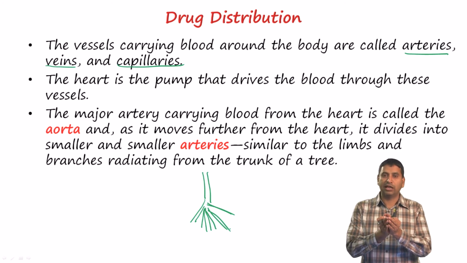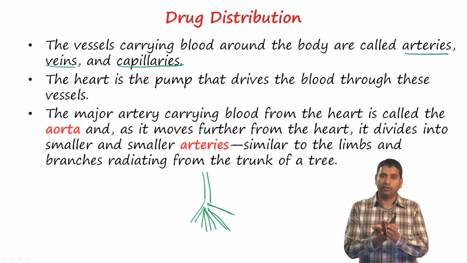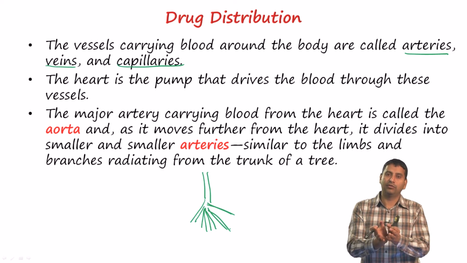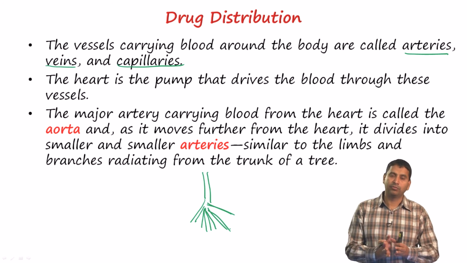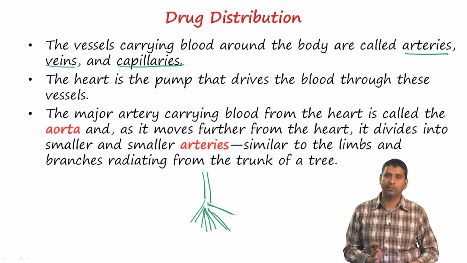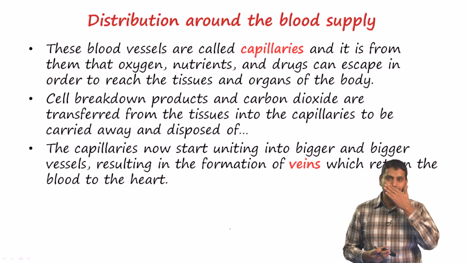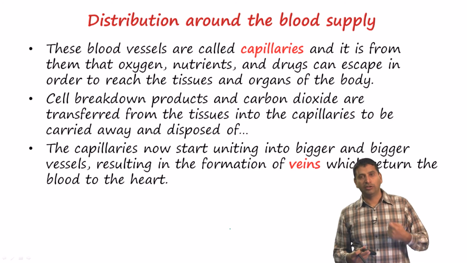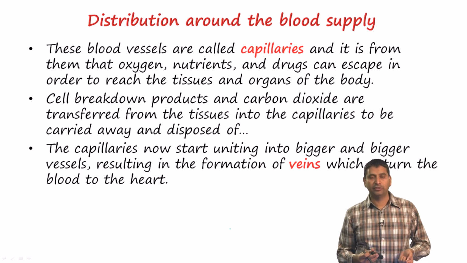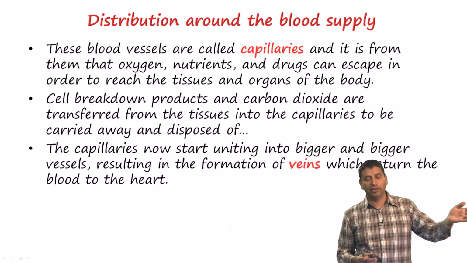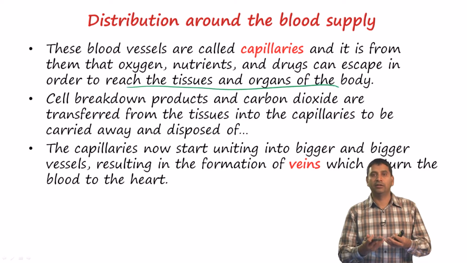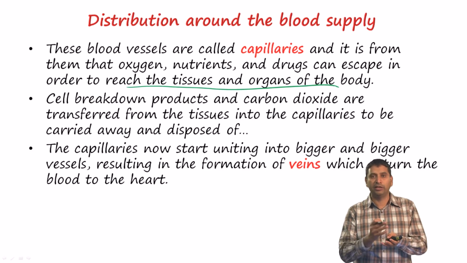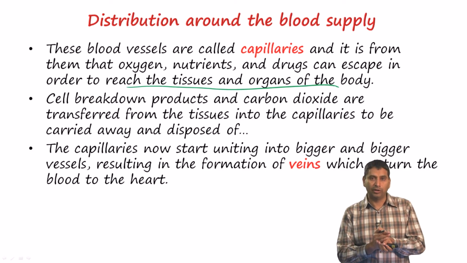So, this is somewhat analogous to how, from the trunk of the tree, the branches of the tree are radiating out, and similar to this, the arteries are smaller and they branch out from the major aorta, okay. And then it becomes smaller and smaller, and these blood vessels are called capillaries, okay. It is from these that oxygen, nutrients and drugs can escape into the neighboring area, okay. So, the tissues are bathed in this kind of capillaries from which they can absorb these important nutrients.